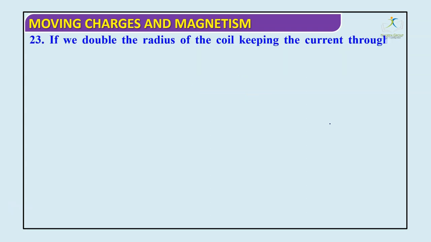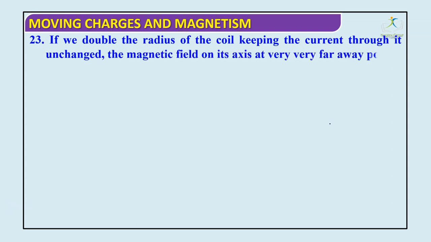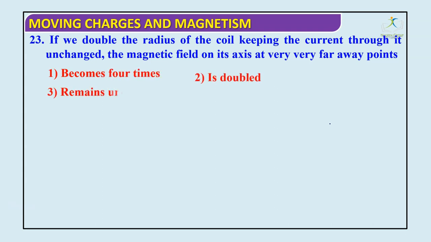The next question: if we double the radius of the coil keeping the current through it unchanged, the magnetic field on its axis at very far away points becomes 4 times, doubles, remains unchanged, or halves. The correct answer for this question is that it becomes 4 times. As we saw in the formulas also, B is directly proportional to 1 by r square. So if the radius becomes 2 times, the magnetic field will become 4 times. Okay.